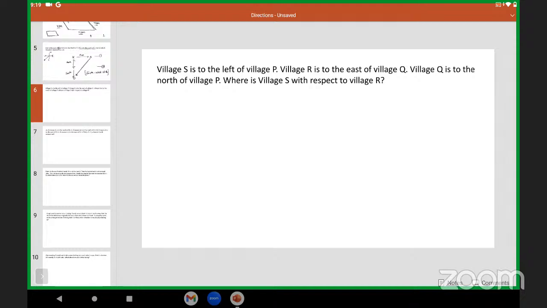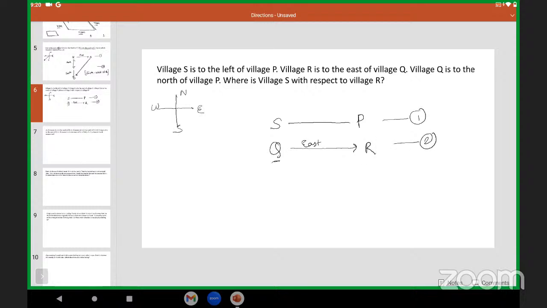Okay, so let us start with this question. Village S is to the left of village P. Let's consider it to be a general direction question, so let's say north, west, east, and south. Village S is to the left of village P. So if this is P, towards this left is S. This is point 1. Now village R is to the east of village Q. If this is Q, this will be its east. So village R, this is point 2.